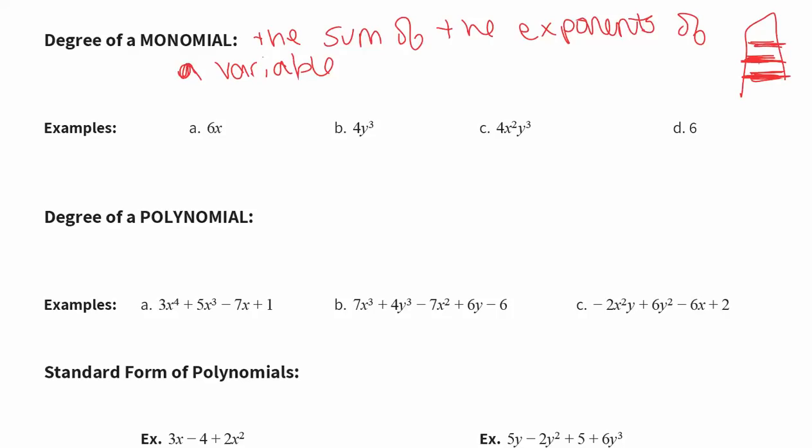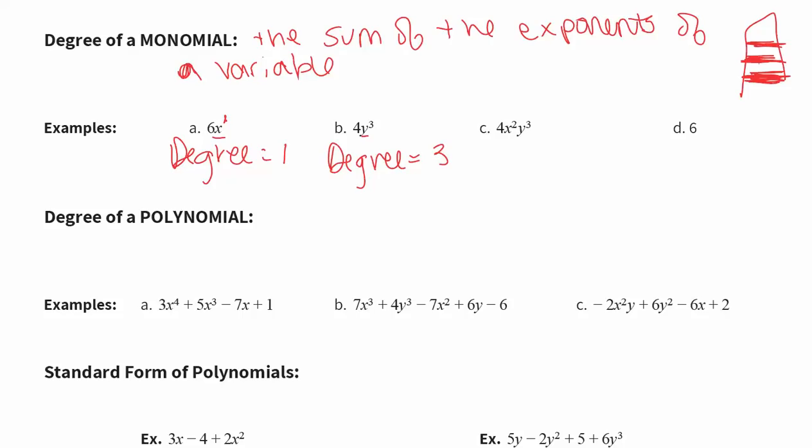But degrees are only found on the variables, not on the coefficients or the constants. So if I look at this first example, 6x, I look at my variable x, and x's exponent is 1, so this has a degree of 1. If I look at B, 4y cubed, y is my variable, y's exponent is 3, so this has a degree of 3. So if I go back to problem A, since it has a degree of 1, it would live on the first floor of my building. And because this had a degree of 3, 4y cubed would live on the third floor of my building. It's just telling you the power. It's telling you the degree.